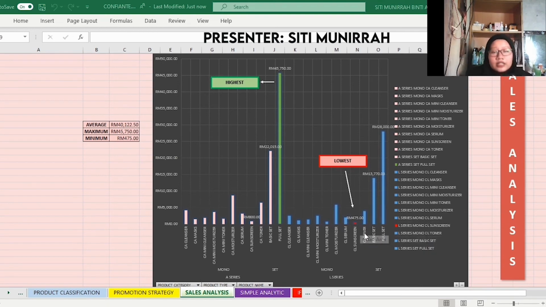From here, we can conclude that many people are interested in such products because they can make one purchase but receive lots of things such as cleanser, moisturizer, toner, serum, and sunscreen. They also save money, as when they buy a set of products, they get a little bit of discount since we sell it in bulk.